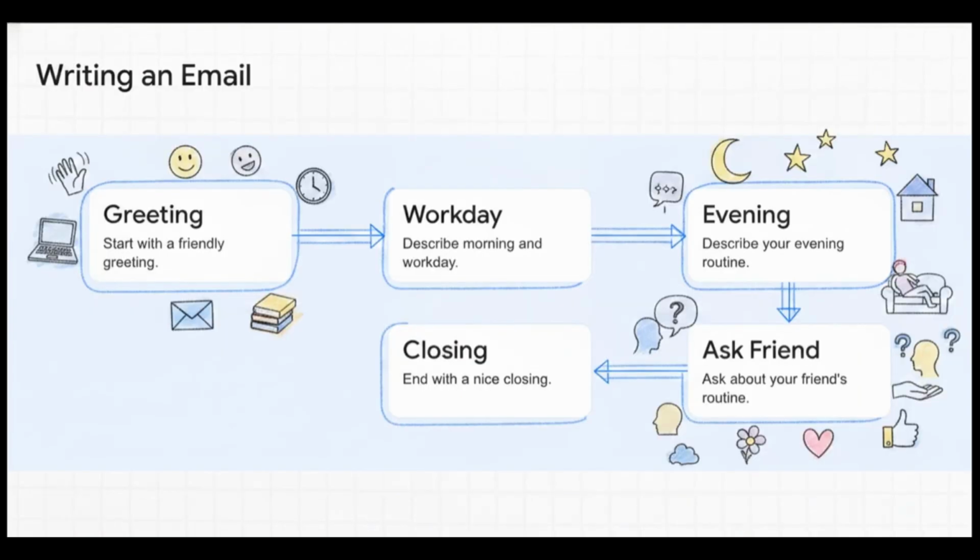Now, if you're tasked with writing about your day, say in an informal email to a friend, you can just follow this super simple 5-step checklist. Start with a friendly greeting, move right into your morning and workday, describe your evening routine, then, and this is crucial, engage your friend by asking about their routine, and end with a nice closing. It honestly turns a daunting blank page into the easiest fill-in-the-blank exercise ever.